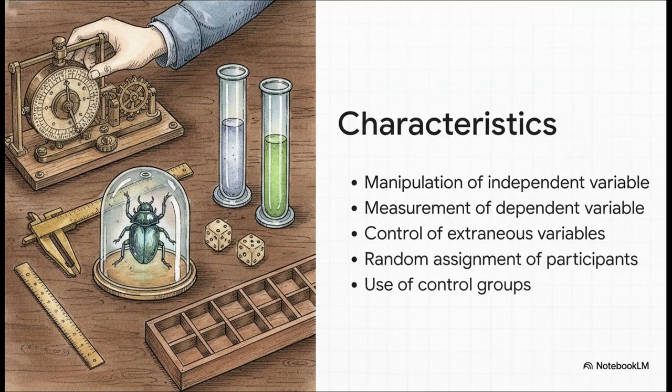Third, control of extraneous variables. This is absolutely crucial. This means making sure outside noise, like, say, the temperature of the room or the time of day, doesn't ruin your data and skew your results. Fourth, random assignment to participants. This ensures your groups are completely fair and equal right from the starting line. And finally, you need comparison or control groups to serve as your absolute baseline.